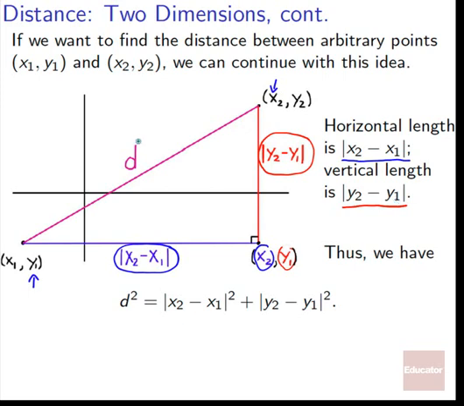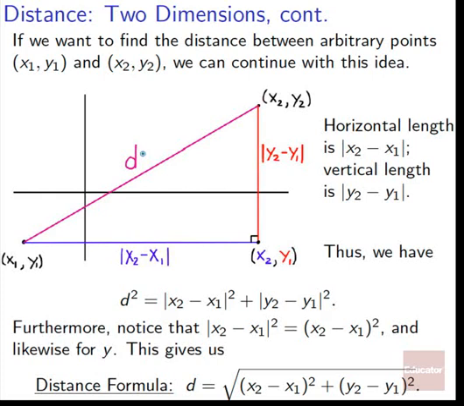So if we want to know what the distance is, if we want to know what the diagonal is, it's going to be d squared equals the square of the absolute value of x2 minus x1, plus the square of y2 minus y1. So d squared equals the absolute value of x2 minus x1, squared, plus the absolute value of y2 minus y1, squared.